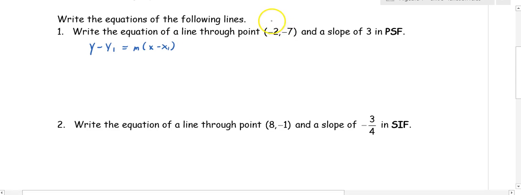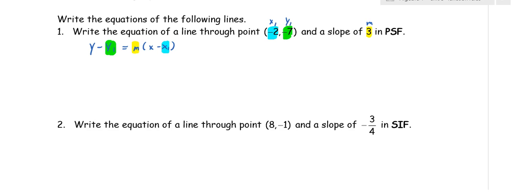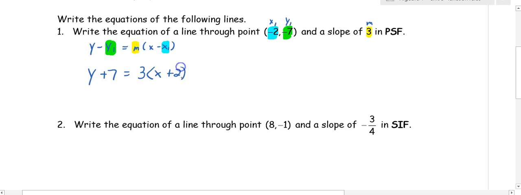When I look at what they're giving me, this is my x1 because it's the x coordinate, y1 is the y coordinate, and this is my slope, which is m. So I'm going to substitute those in. I'm going to replace m with 3. I'm going to replace x1 with -2. And I'm going to replace y1 with -7. Remember that when we put in a number for a coordinate of x or y, we're going to switch the sign. So because they're both negative, they're going to have plus signs in the equation. So we're going to have y plus 7 equals 3 times x plus 2.